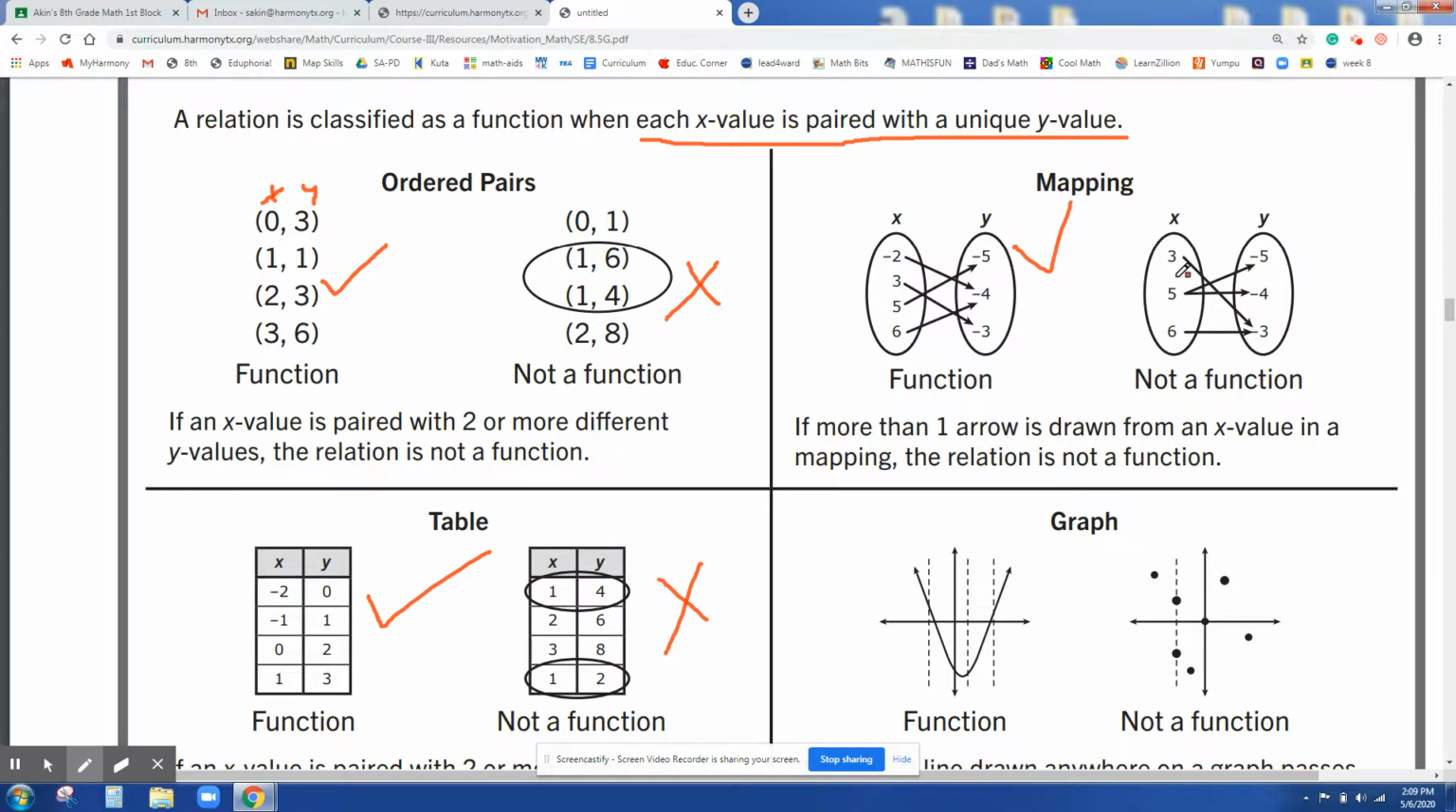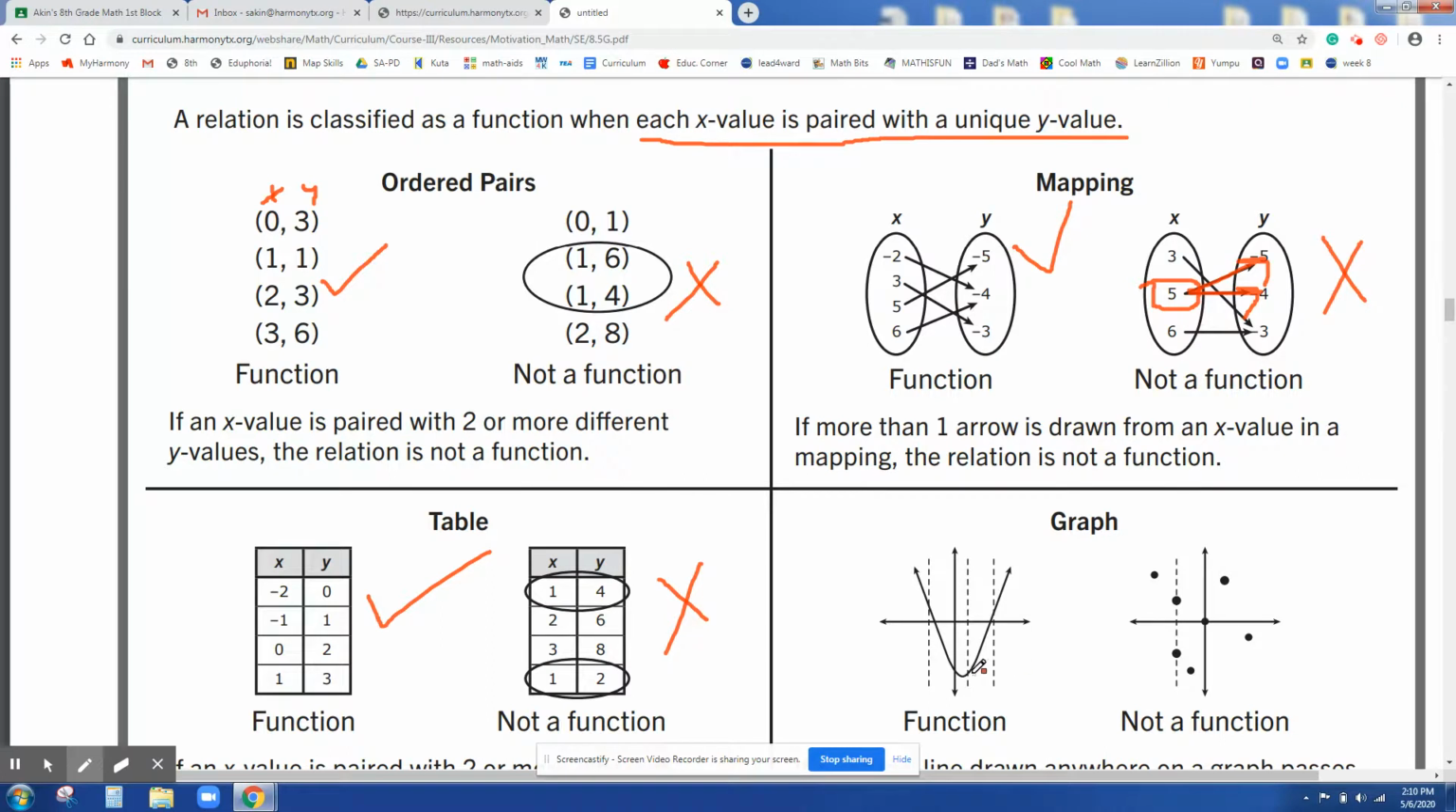But here, you will pay attention to 5. 5 goes into negative 5. 5 goes into negative 4, which means your 5 goes into two different y values, so it's not a function.